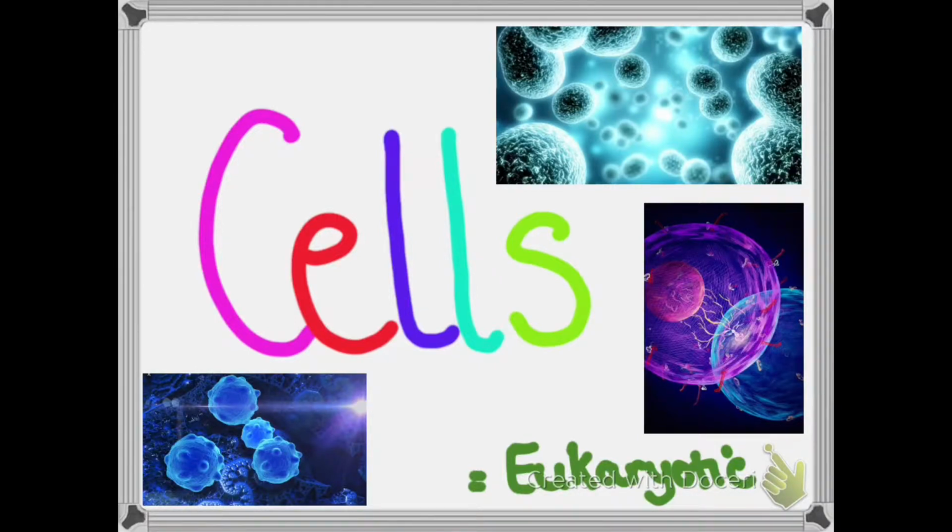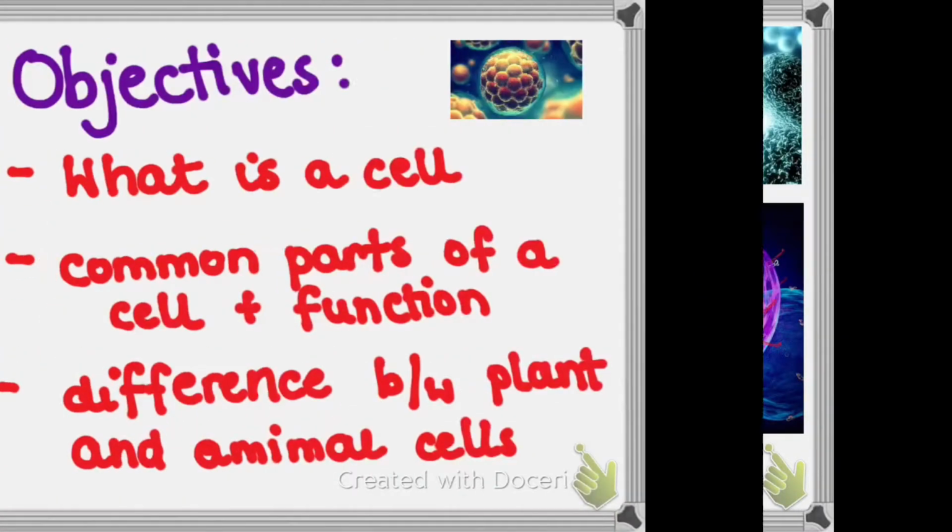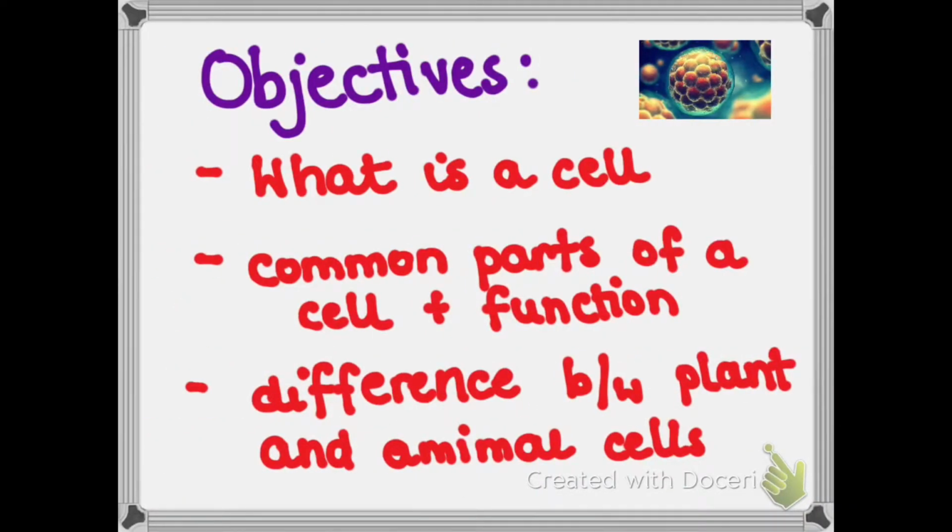But today, we're breaking this down into two main kinds of cells. Animal and plant cells are also known as eukaryotes. They're eukaryotic because they contain a nucleus. By the end of this lesson, you should be able to know what a cell is, define it, common organelles or parts of a cell and their function, and the difference between plant cells and animal cells. Now let's get straight onto the video.